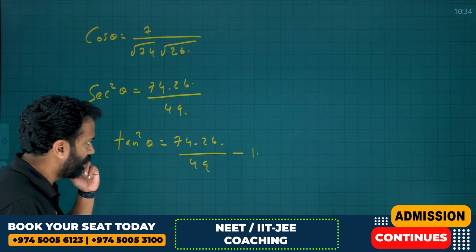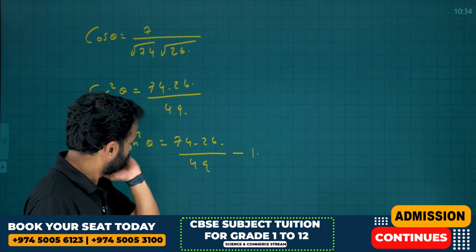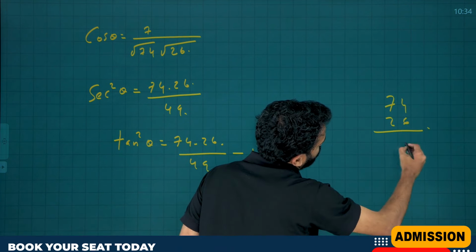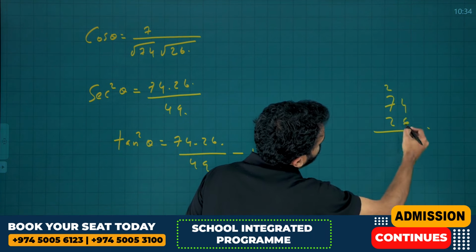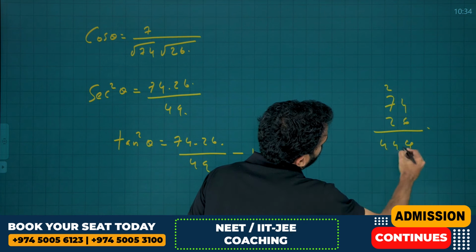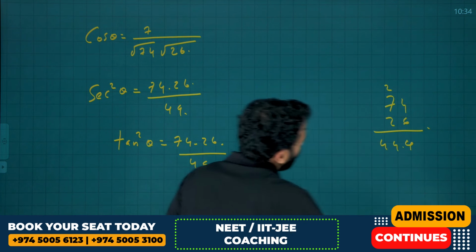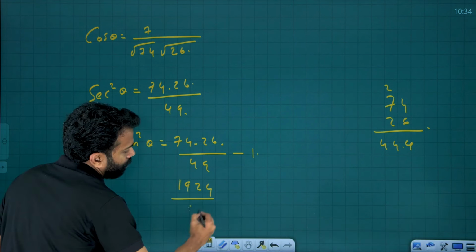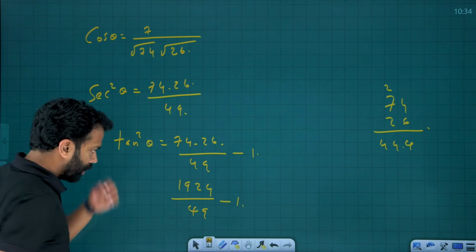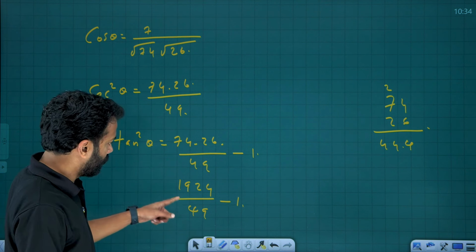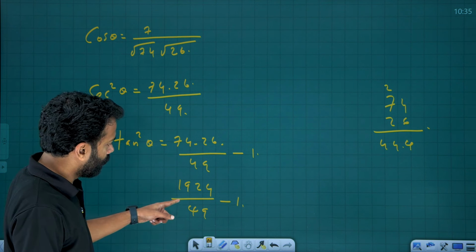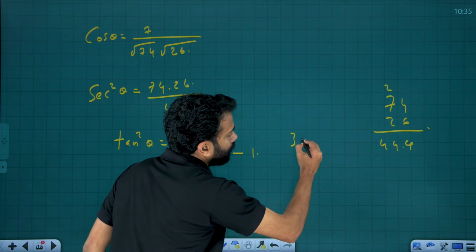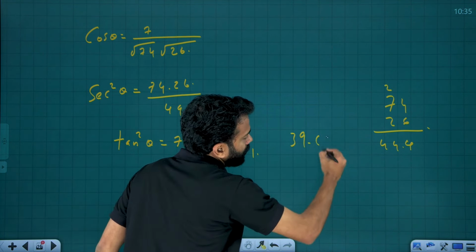Okay, so what is the value of 74 and 26? Yeah, we can figure that from here. 74, 26, it is 4, 2. 42, 4, 44, I think 1924 is the final result. That is 1924 divided by 49 minus 1. This will be around 3, not 4. Yeah, it will be 39 point something minus 1.